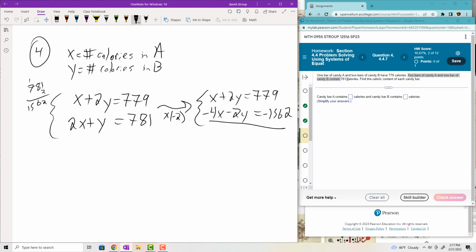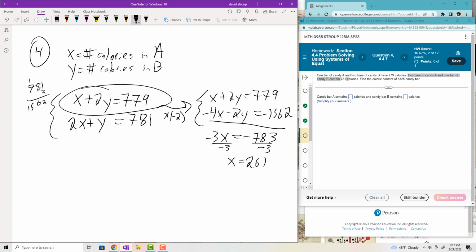You're going to make me pull out my calculator here. So this will be -3x equals -783. Divide both sides by -3, and x will be 261 calories in bar A.